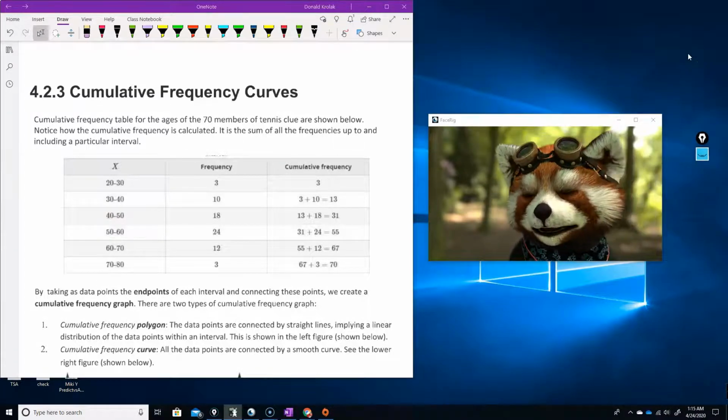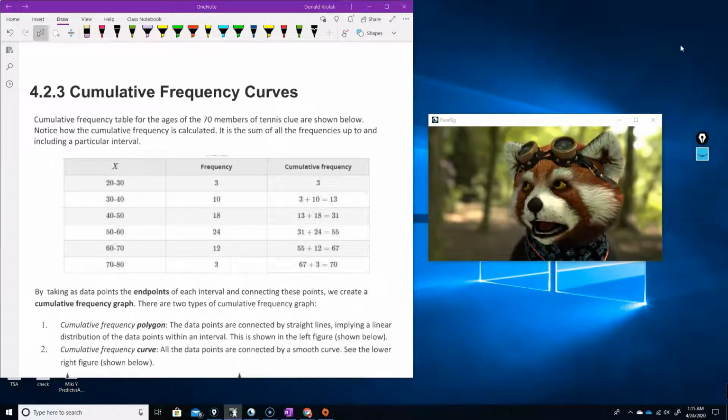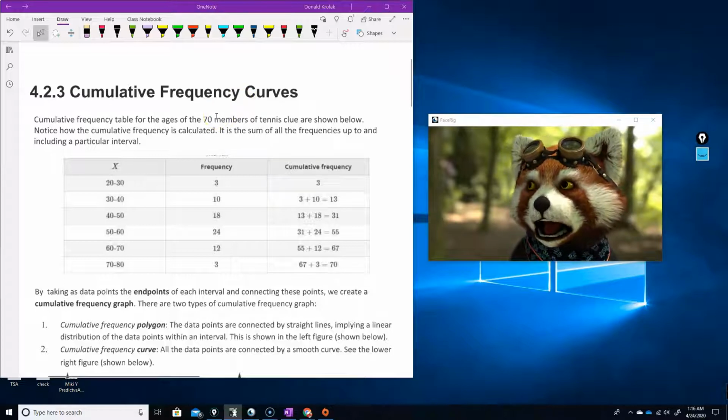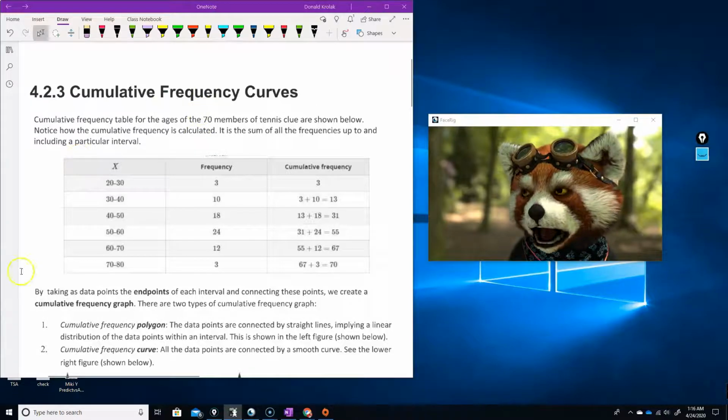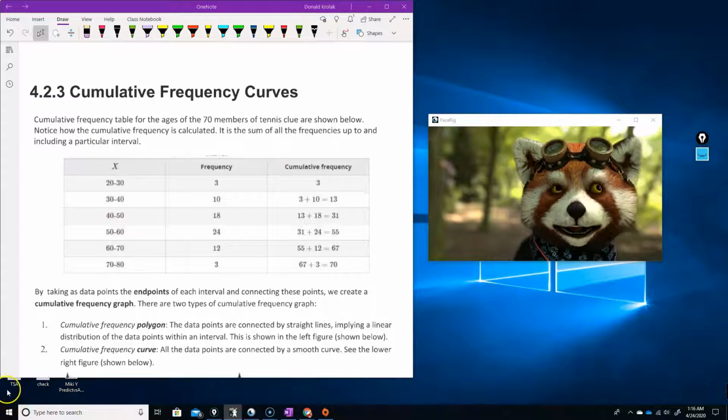Hey, welcome back, everybody. We're going to finish up the week with cumulative frequency curves. We'll start it off with a brief video that goes through the construction and how the different parts work. So sit back and relax and enjoy the show. And I'm going to go get this squirrel.